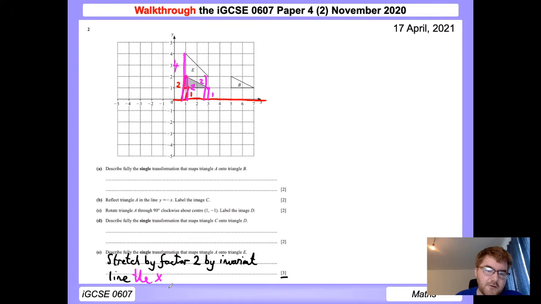I'm going to write in purple because why not? So we get 1 mark for stretch, 1 mark for factor 2. Notice this is not an enlargement factor, it's a stretch factor, so I'm just writing factor. You usually don't lose a mark for this, but just be careful.